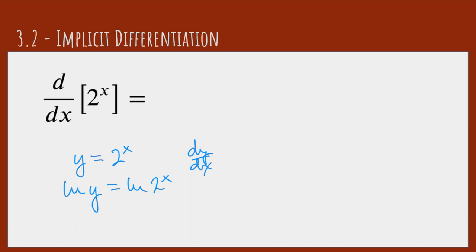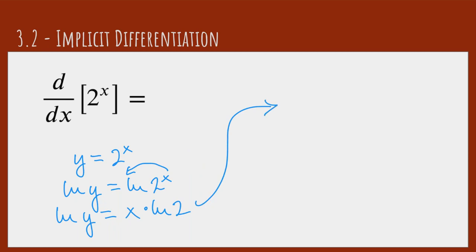Now, by doing that, we can take this x and move it out front. So this is the same thing as saying the natural log of y equals x times the natural log of 2. I didn't arrange my work here very well, so let's move over here. So now both sides of this equation are things that I can take the derivative of using things that we know so far.